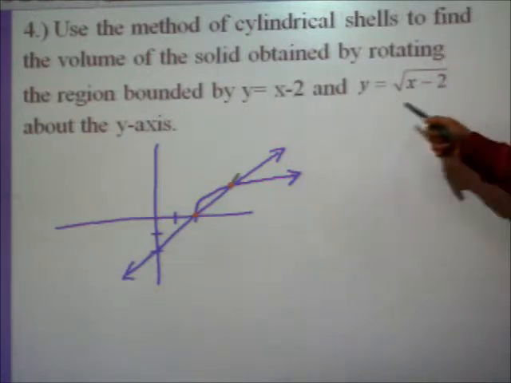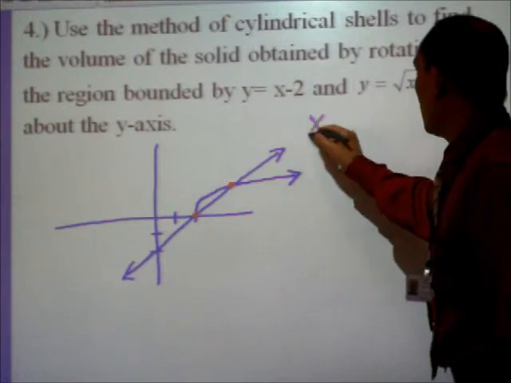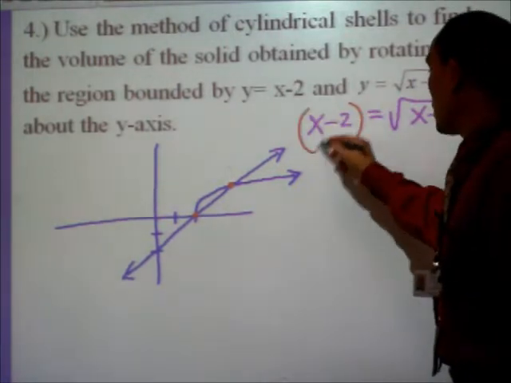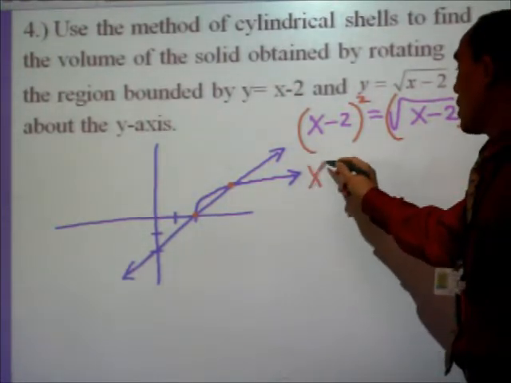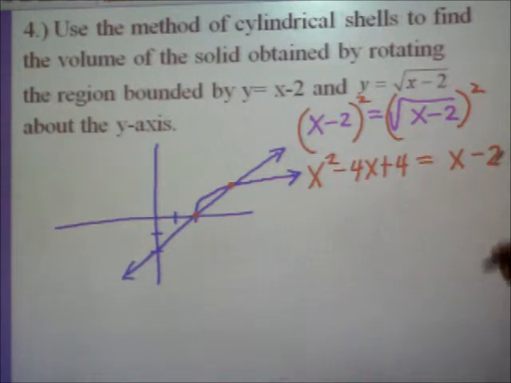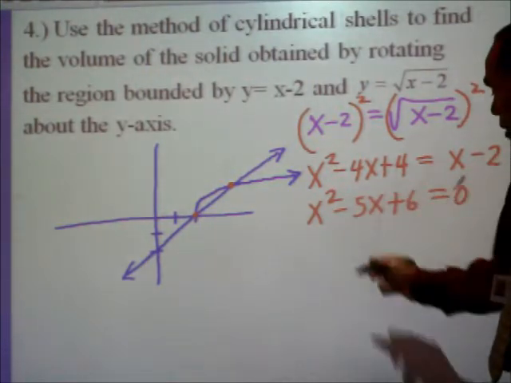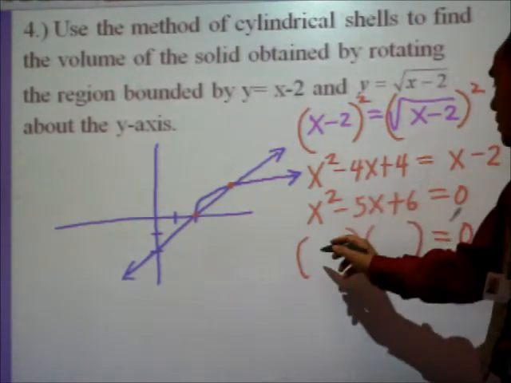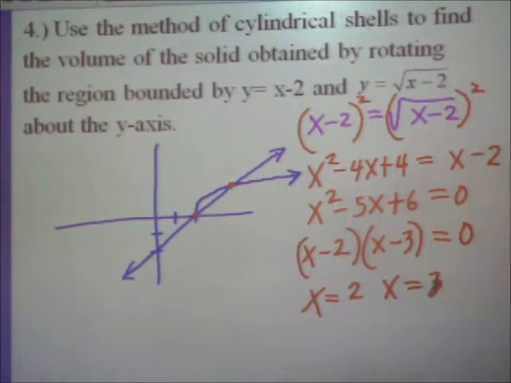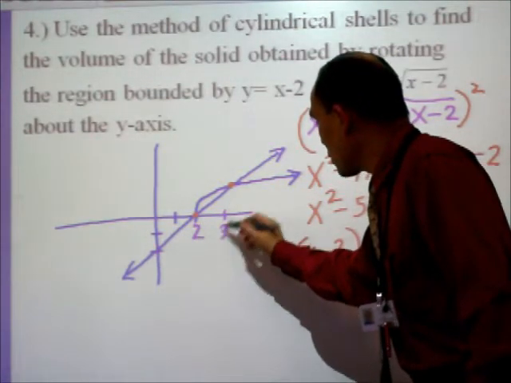Okay, how do we find the intersection of these two graphs? We will have to equate both equations. So we have x minus 2 equals square root of x minus 2, and then to solve that, we can square both sides. So this becomes x squared minus 4x plus 4 equals x minus 2, and then I can write this as x squared minus 5x plus 6 equals 0, and we can factor this into x minus 2 and x minus 3. Here x equals 2 and x equals 3. So this is 2 here, and this one here is 3.